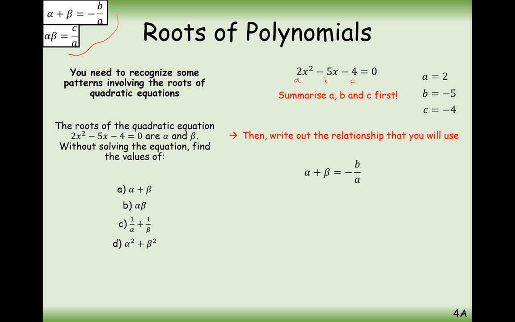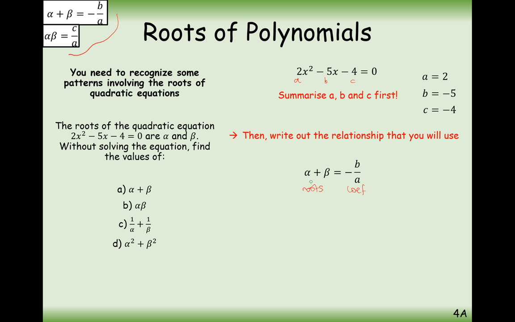So what relationship are we going to use to find alpha plus beta? Well, we know that alpha plus beta is equal to minus b over a. We can always use this formula here for quadratic equations. These are the roots. These are the coefficients. This is the equation that always links the roots to the coefficients.